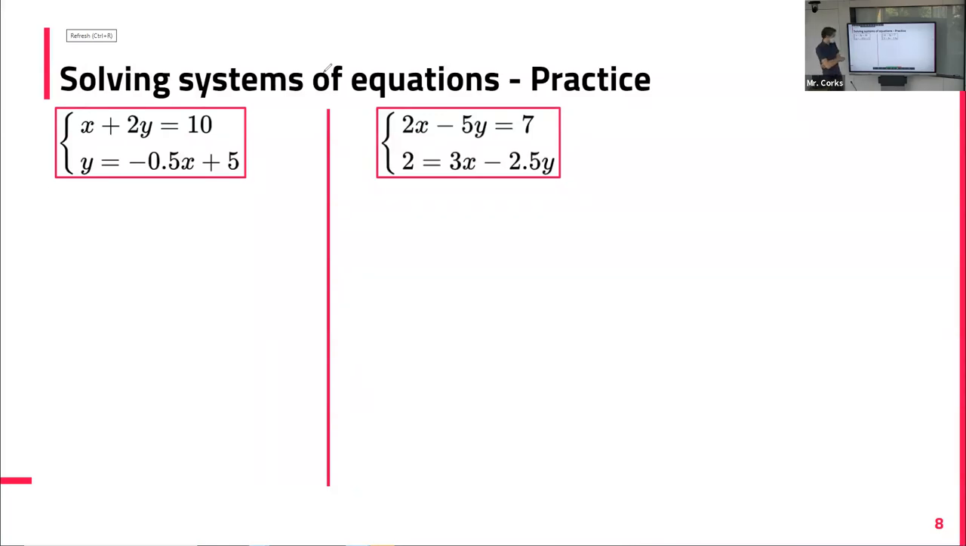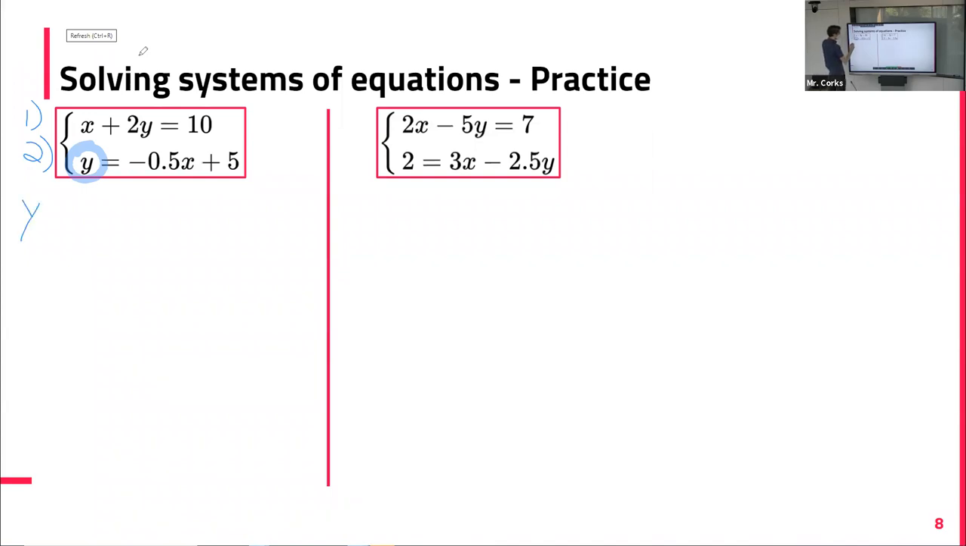All right, that's been 4 minutes, so we'll go ahead and take a look at these. The one on the left, what looks easier, substitution or elimination? Substitution, okay. I would agree. One of our variables is already isolated for us, so that's very convenient. We can make use of that.